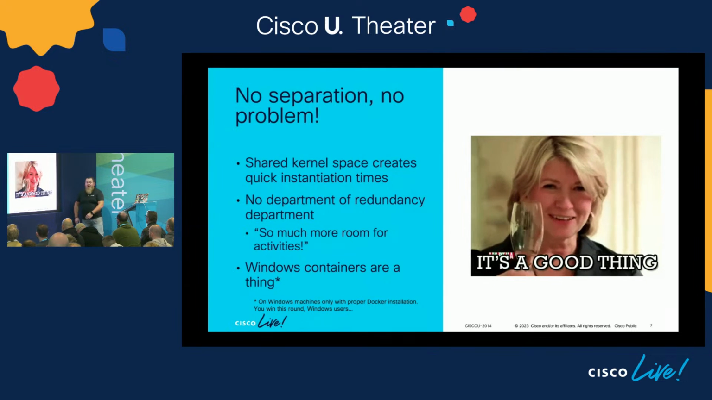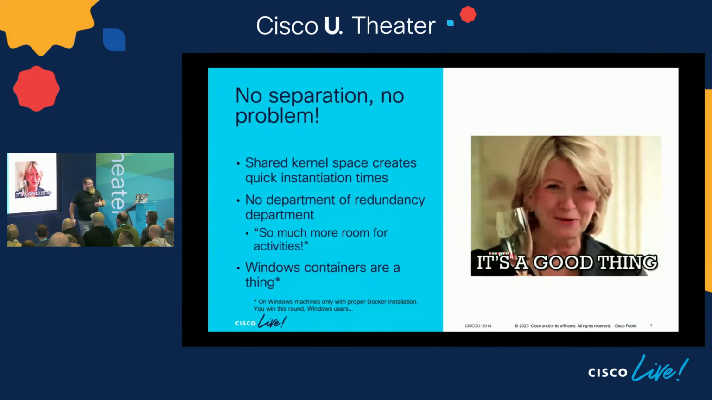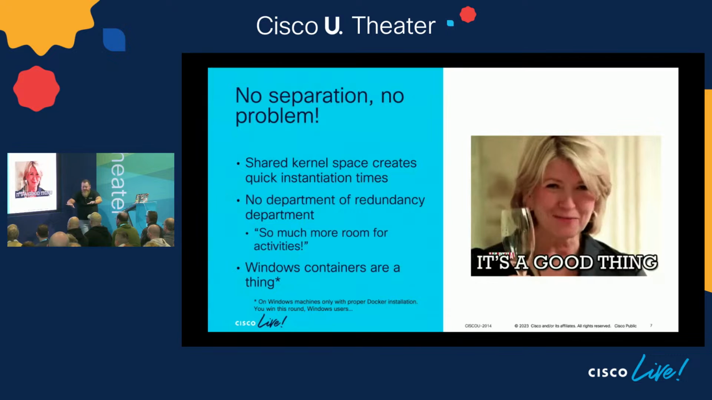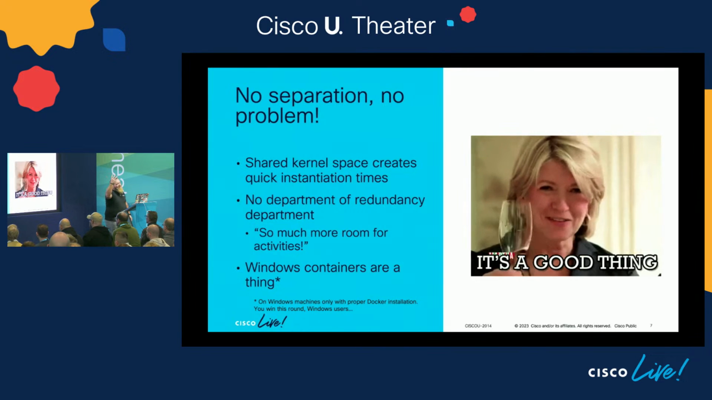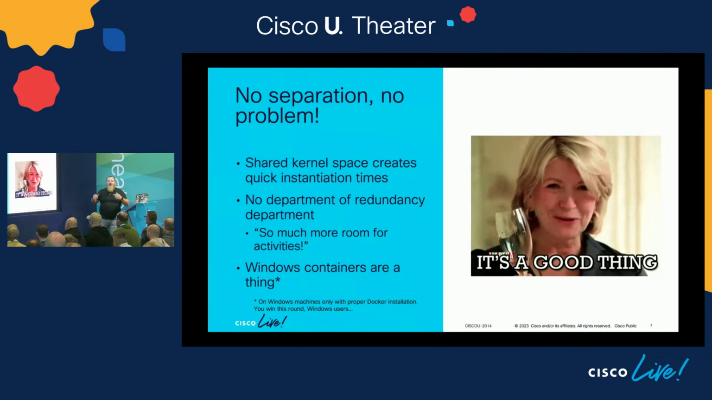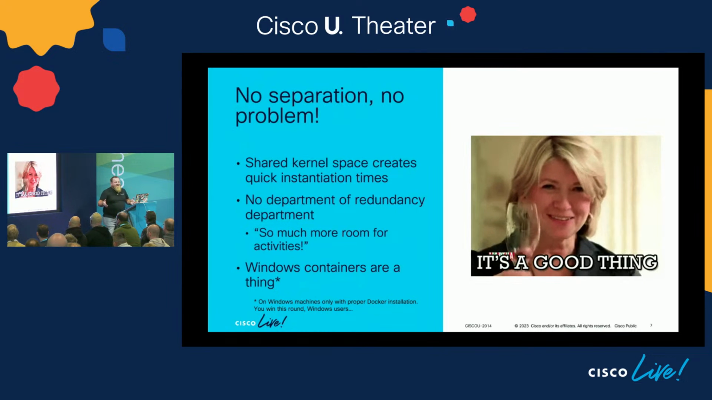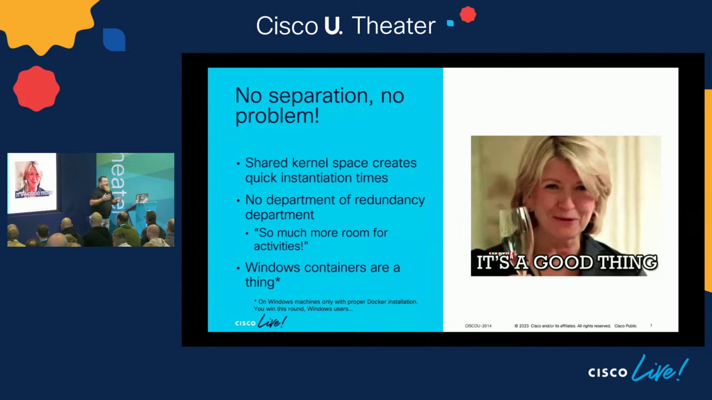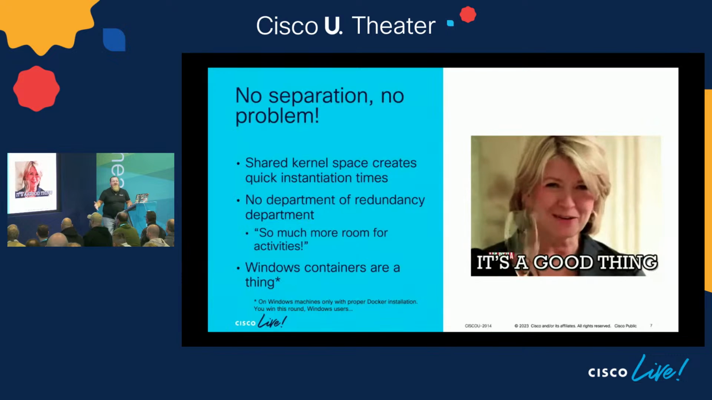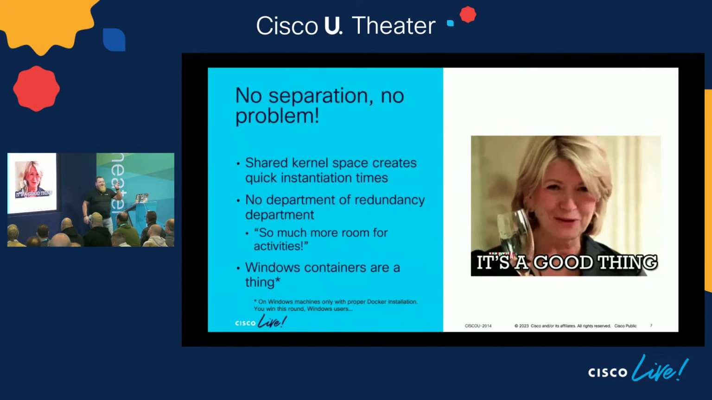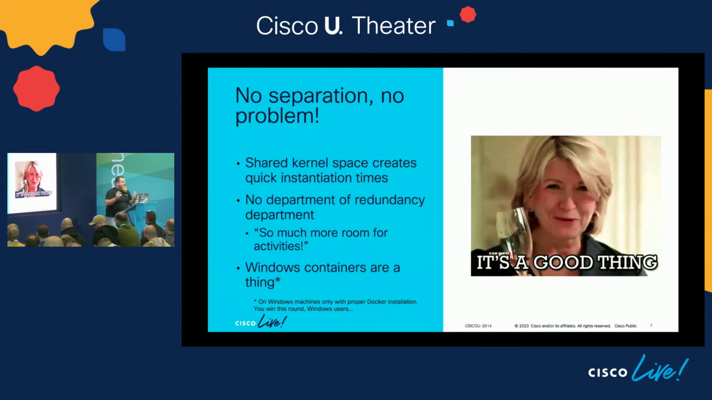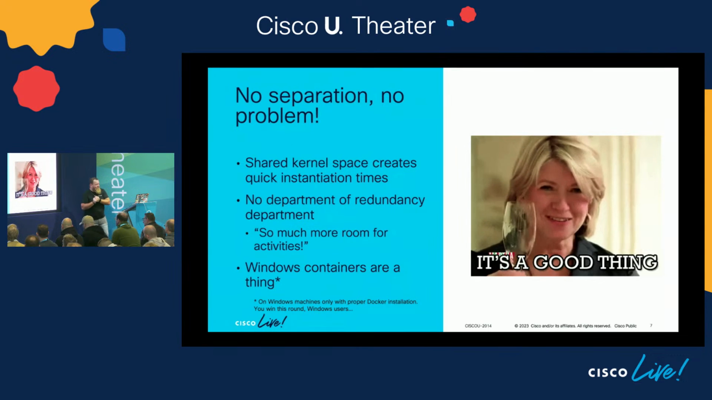But no separation, no problem. It's actually a good thing. Because we have that shared kernel space, we have those quick instantiation times. My underlying operating system is already booted. Just provide access up to those libraries into my container and we're good to go. That app just needs to initialize. There's also no redundancy in this, meaning for every VM, if I have 10 Linux VMs running on a server, I have to have 10 copies of Linux running on that server as well. So we're using gigs and gigs of space just to run those applications. With a container, because I'm only worried about the specific binaries that run that application, it's much smaller in size. So there's so much more room for activities, to throw back to a movie reference.